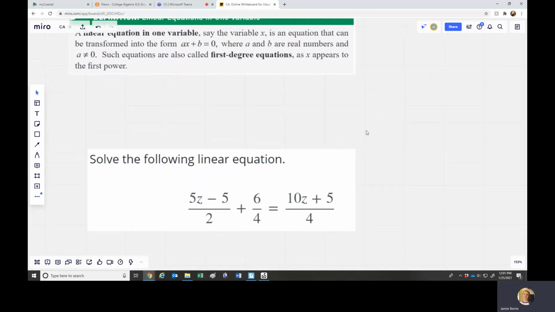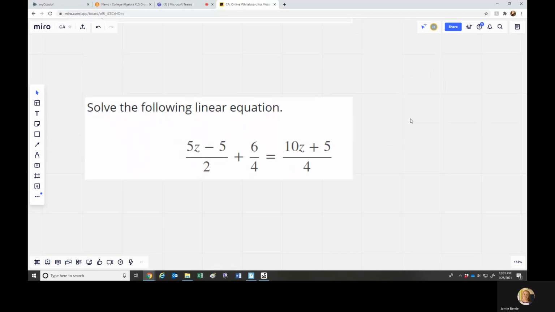All right, so we have some more examples here. Now, when you first look at this, it looks like a rational equation, but when you look a little closer, there's no variables in the denominator. So that means that this is actually a linear equation, and we can easily get rid of these fractions just by finding the LCD and then multiplying every term by the LCD.